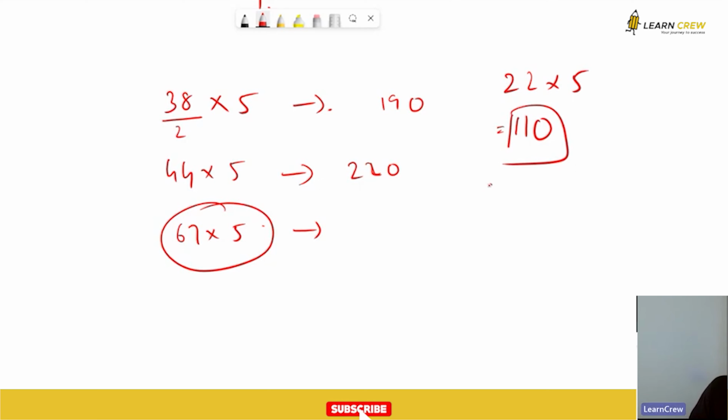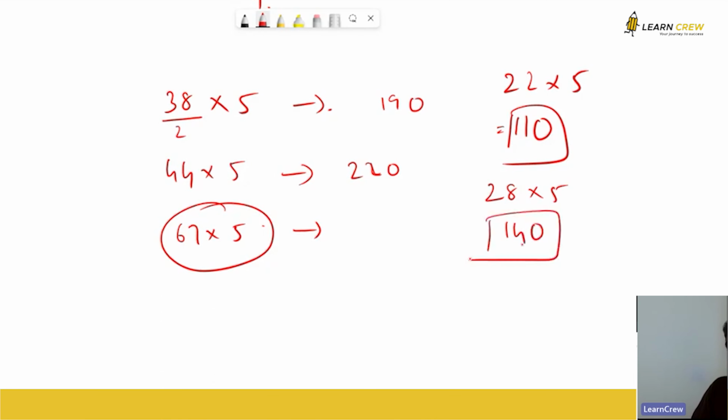If it is 28 into 5, it is 140. Okay. It applies only for even numbers.